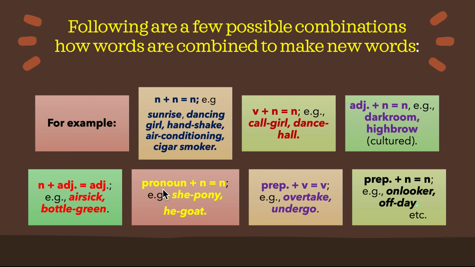Then we have pronoun plus noun is equal to noun. For example, she-pony, she-goat. Preposition plus verb is equal to verb. For example, overtake, undergo. Preposition plus noun is equal to noun. For example, onlooker, off day, etc.